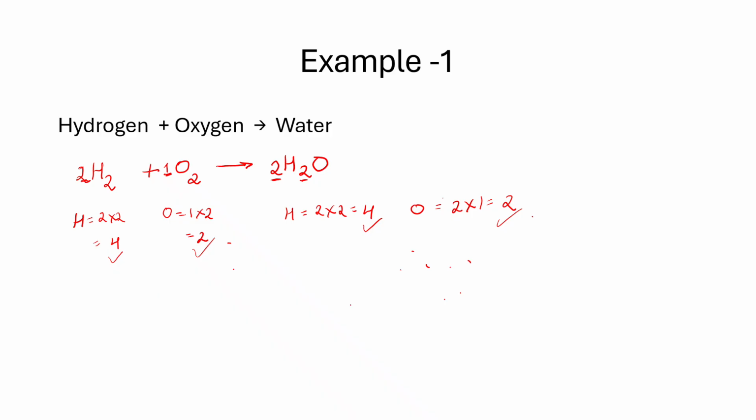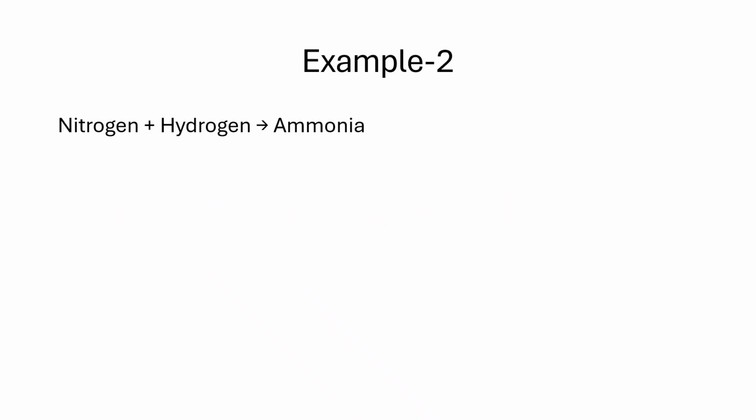One important note, you don't need to show the coefficient 1. It's understood that if no coefficient is there, it is 1. So the balanced chemical equation becomes 2H2 plus O2 gives you 2H2O. Let's go to the next example. So if you think you're confident enough to do this on your own, you can pause this video here and then compare your working with my final answer.